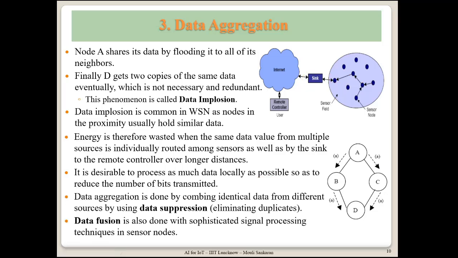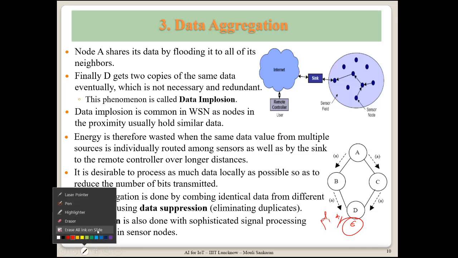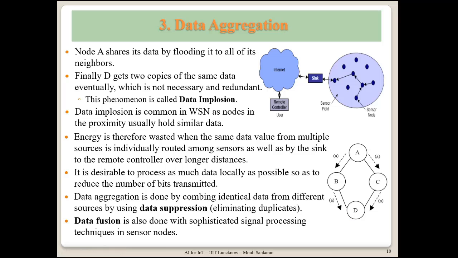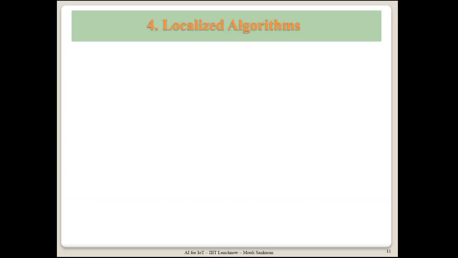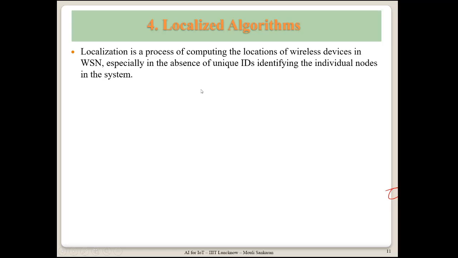Suppression handles redundant data. Data fusion handles similar data, where there is a difference of a very small sigma level; then we can fuse the data and give one single data. That also can be done. But all the techniques we use need to be low power and efficient in terms of performing them. We cannot expect them to do big arithmetic or processing, because these nodes are very low end devices. So this is one technique which is a characteristic of WSN. And localized algorithms: this is similar to what I explained about UWB and localization. Localization is the process of computing the location of wireless devices, especially in the absence of a unique ID identifying the individual node. If you are required to identify the individual node, then the localized algorithms are performed.